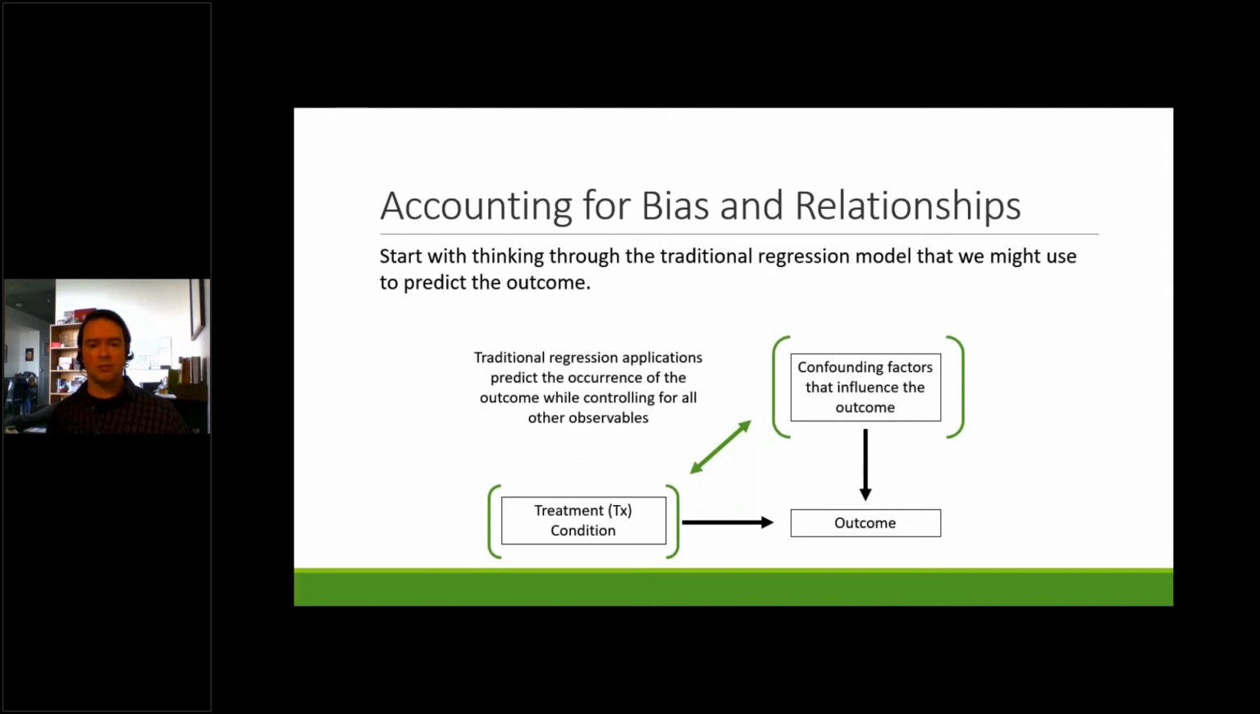As we think through what is important to account for, we can start with thinking through the traditional regression model that we might use to predict the outcome. Traditional regression applications predict the occurrence of the outcome while controlling for other observables, including whether or not someone got the treatment.